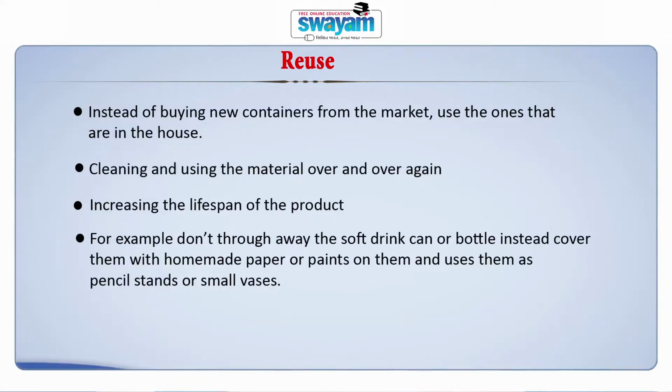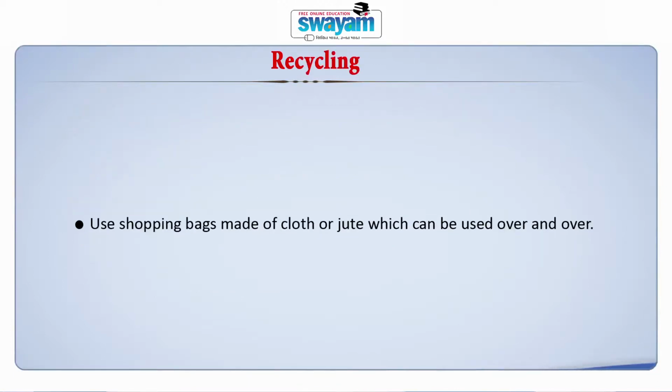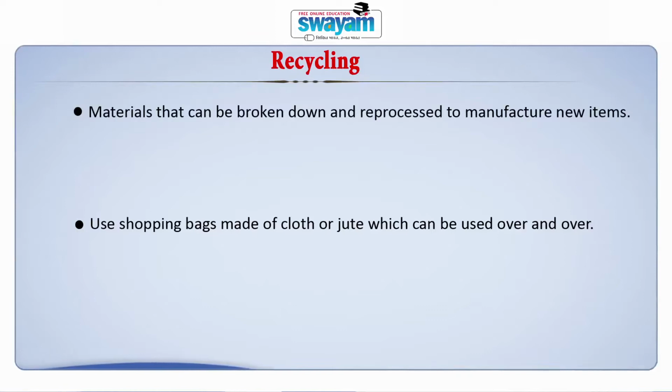Same way, instead of using soft drink bottles, you can have plastic bottles and use them for filling water, and you can carry them wherever you go, and fill the water in these bottles rather than buying mineral water bottles. The next one, recycling. When you recycle the broken materials or reprocess them by giving them to the manufacturer, that will also reduce the quantum of waste generation.